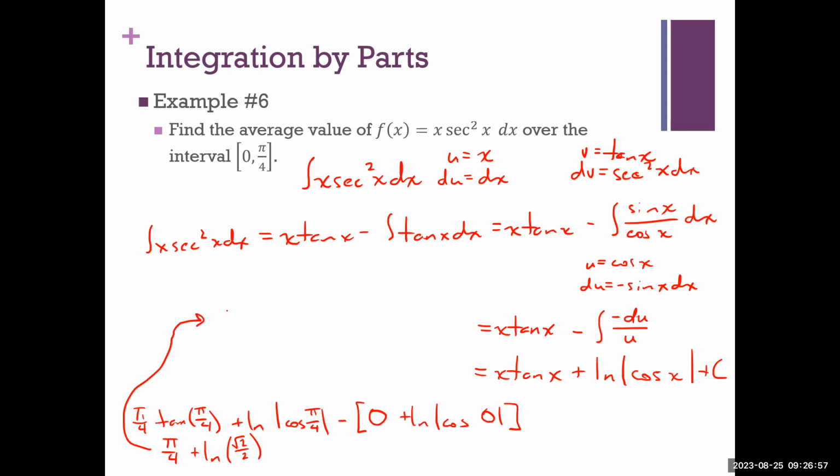So I'll say average value equals pi over 4 plus natural log of radical 2 over 2, all over pi over 4, right? Will anybody be offended if I don't simplify beyond that?